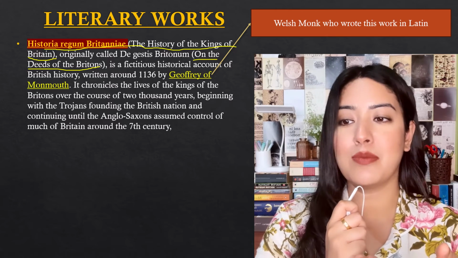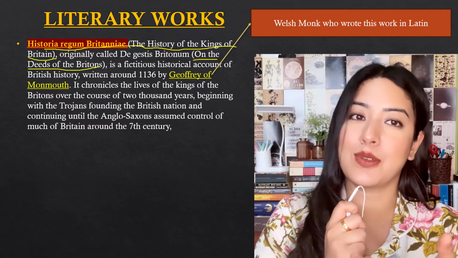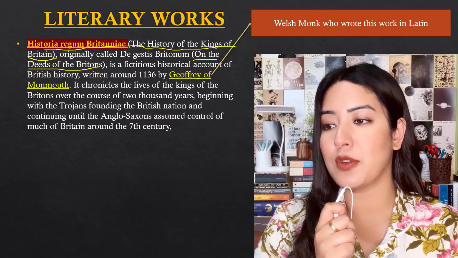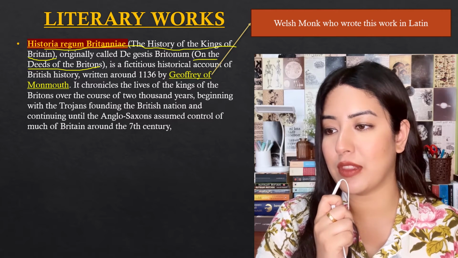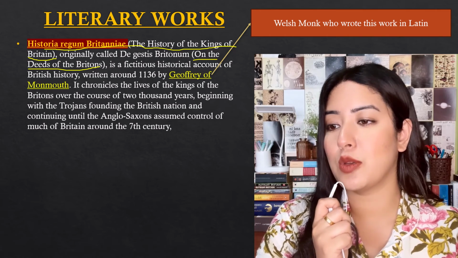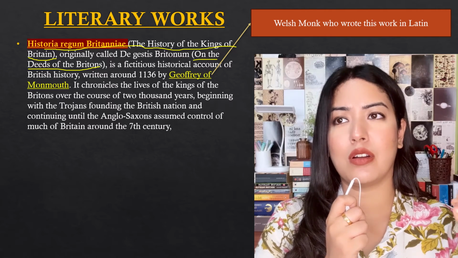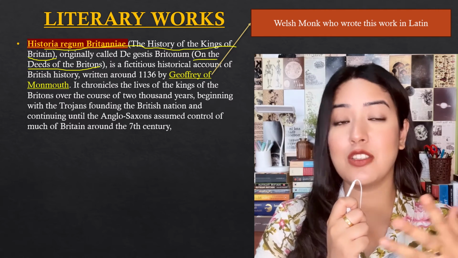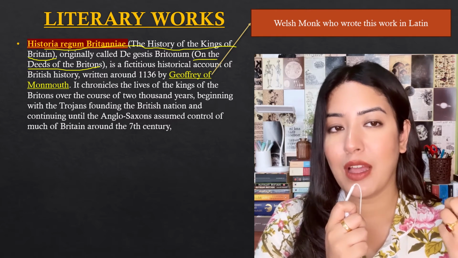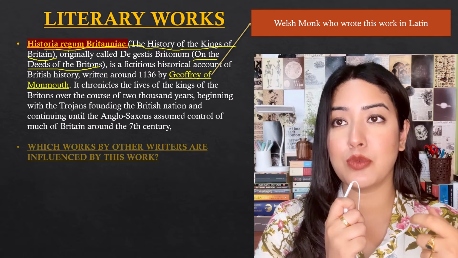So Geoffrey of Monmouth is a Welsh monk, part of the clergy, so it's natural that he wrote this work in Latin. So it chronicles the lives of the kings of Britons over the course of 2000 years, beginning with the Trojans founding the British nation and continuing until the Anglo-Saxons assumed control of much of Britain around the 7th century. So this is just like a chronological chronicle, that is, it tells the history of Britain. But as students of literature, what is important for us? We have to remember what or which writers got influenced by these works to produce other works.